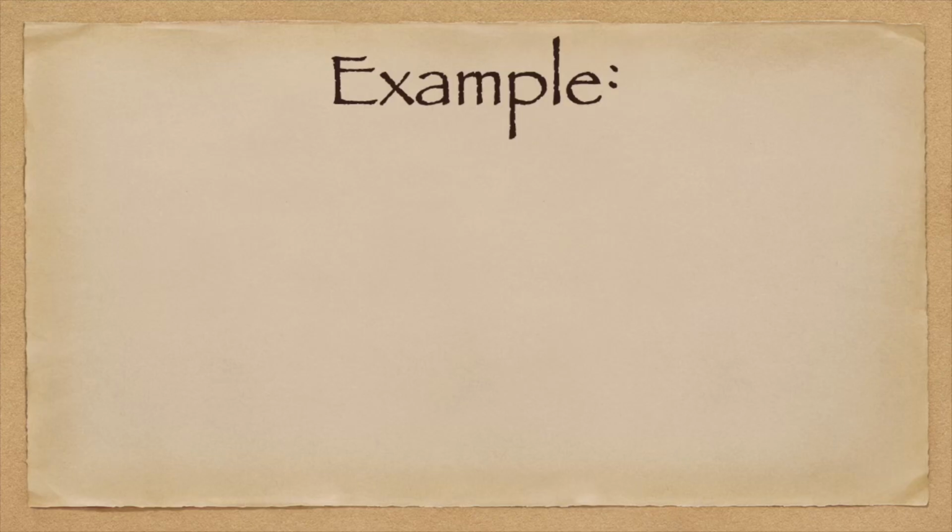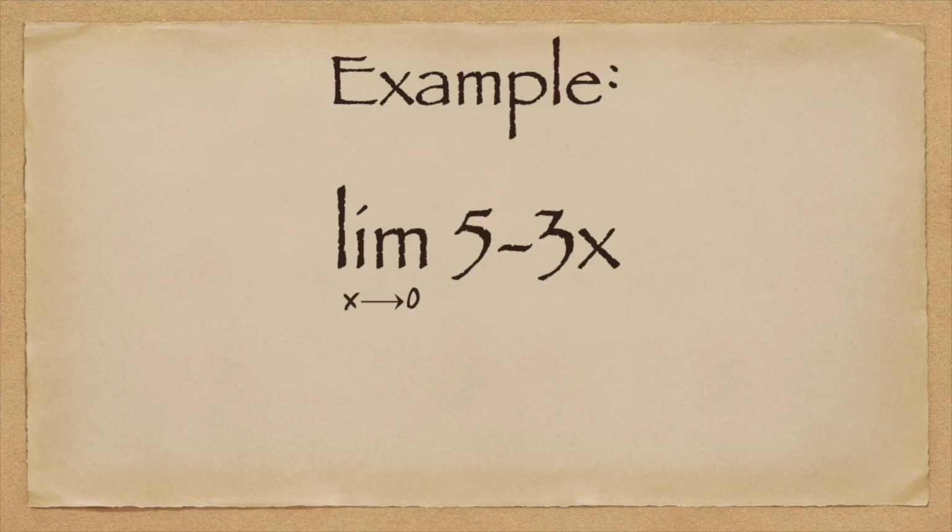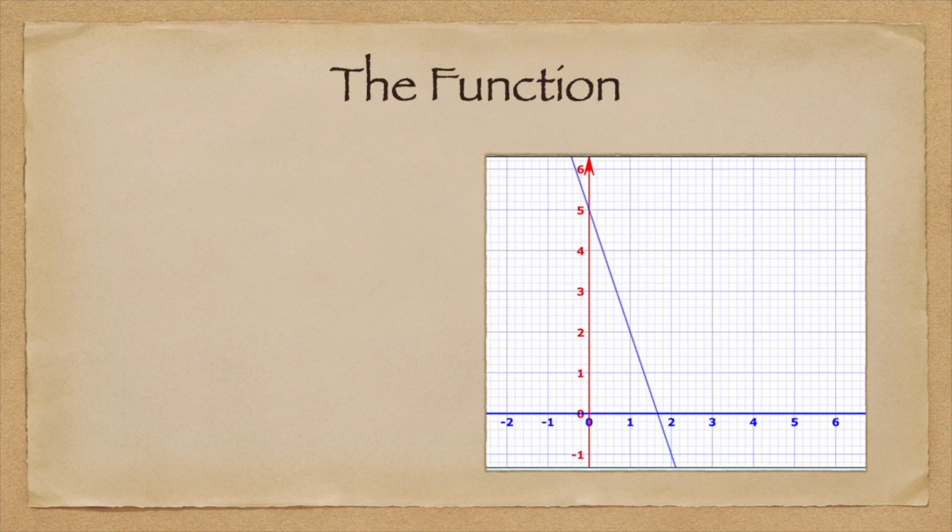So we're going to go through another example of a linear function and its limit. If you feel like you have that down pretty well but want to see a more difficult example, you can just skip to the next example. But let's look at this one. Let's look at the limit as x goes to 0 of 5 minus 3x. So we're going to look at the function 5 minus 3x as x gets really close to 0.